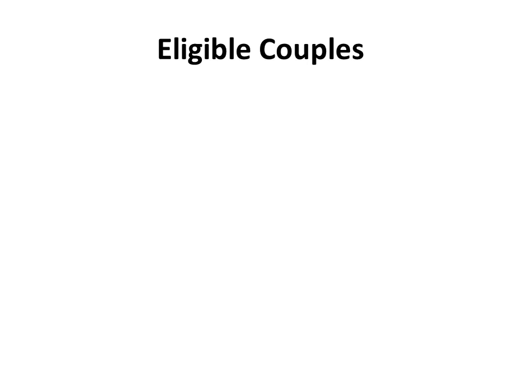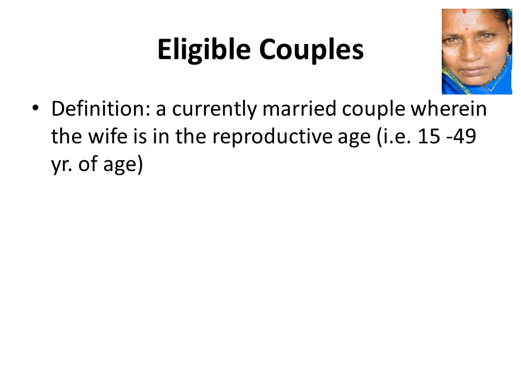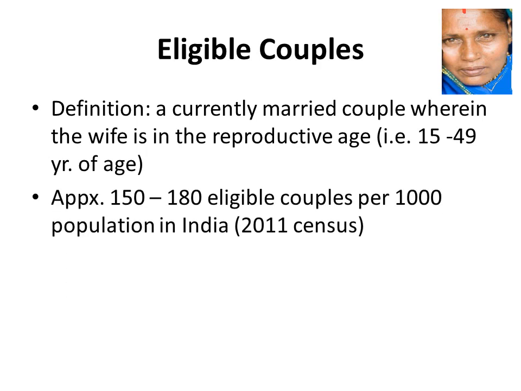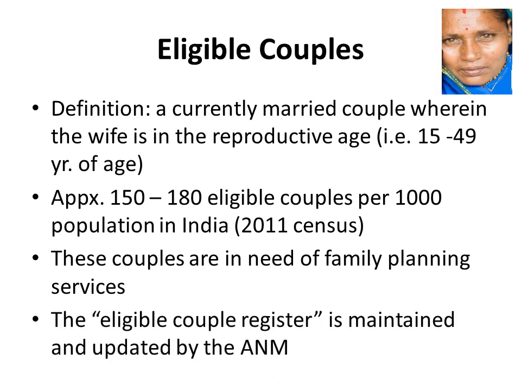Now a word about eligible couples. Eligible couple is defined as a currently married couple wherein the wife is in the reproductive age group. According to the 2011 census, there are 150 to 180 eligible couples per 1,000 population in India. These eligible couples are in need of family planning services. The eligible couple register is maintained and updated by the auxiliary nurse midwife at the subcenter.